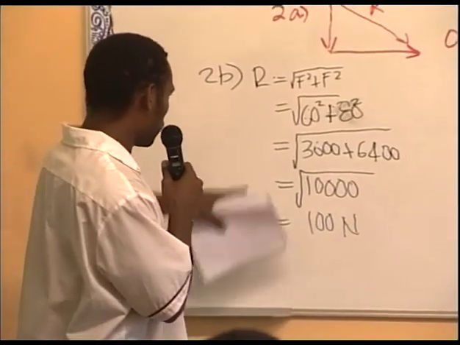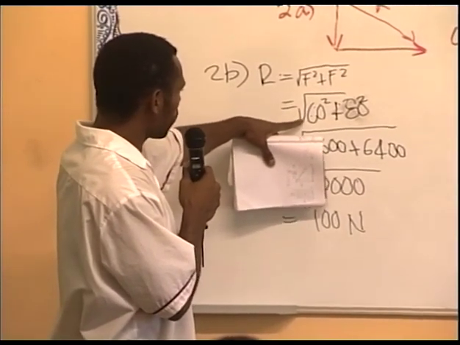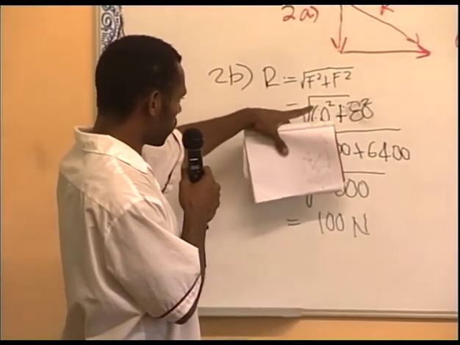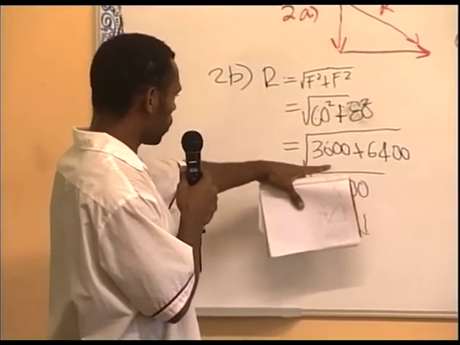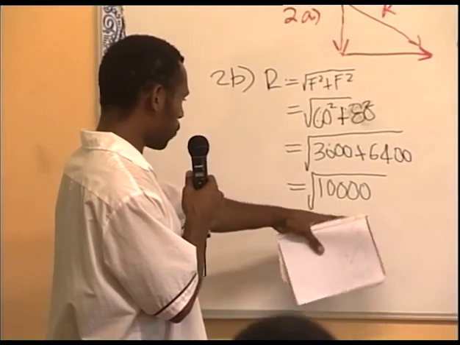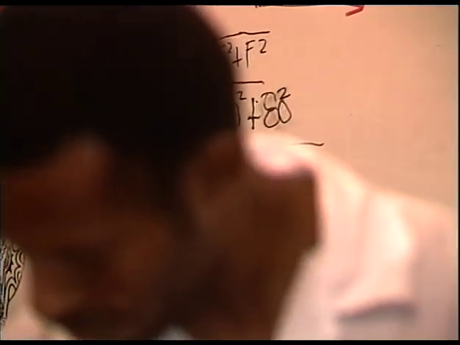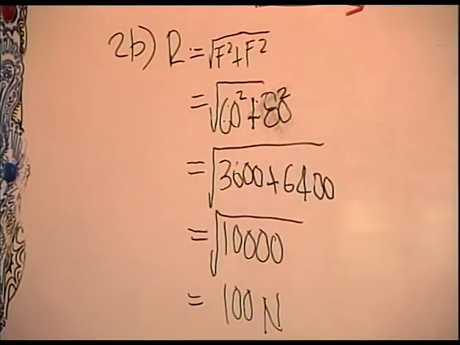To find a resultant, I used the Pythagoras theorem, the square root of 60 squared plus 80 squared, which equals 10,000. Square root of 10,000 is 100 newtons. Okay, very good. So the resultant will be 100 newtons. Okay, the last one, we will have Rachel.